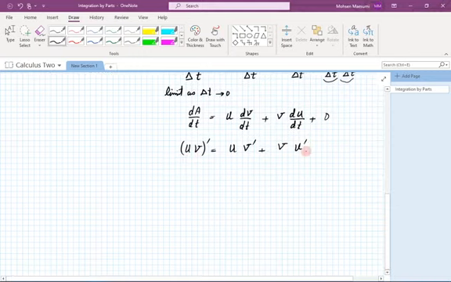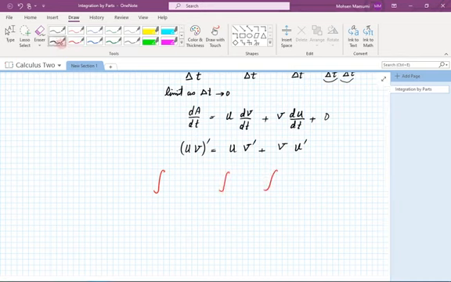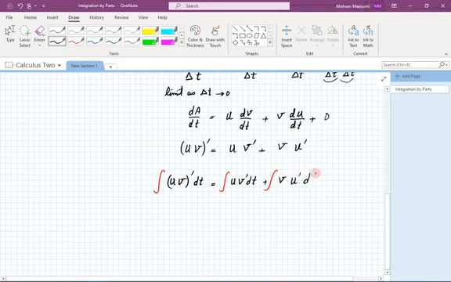Suppose you want to undo these differentiations. What was the opposite operation? The opposite operation is to integrate everybody. So this is u v prime, say we are integrating with respect to some variable dt, is equal to u v prime dt, and this is v u prime dt.